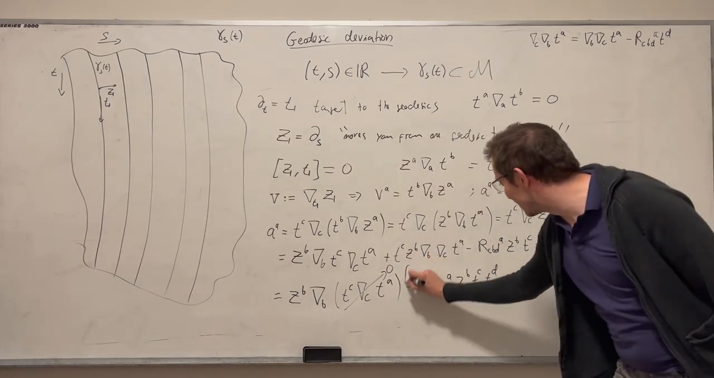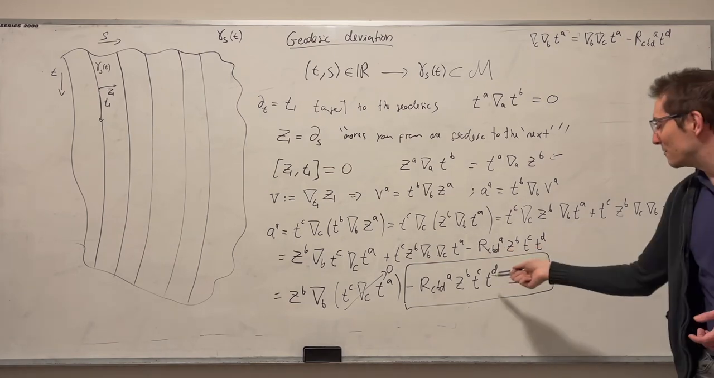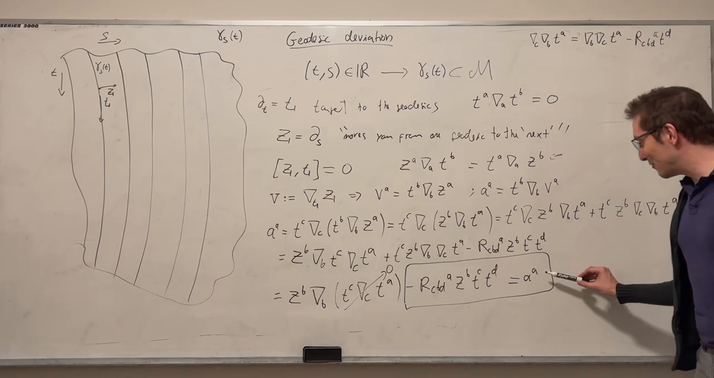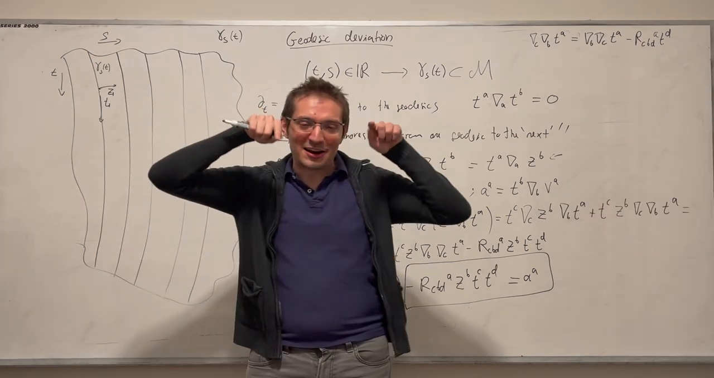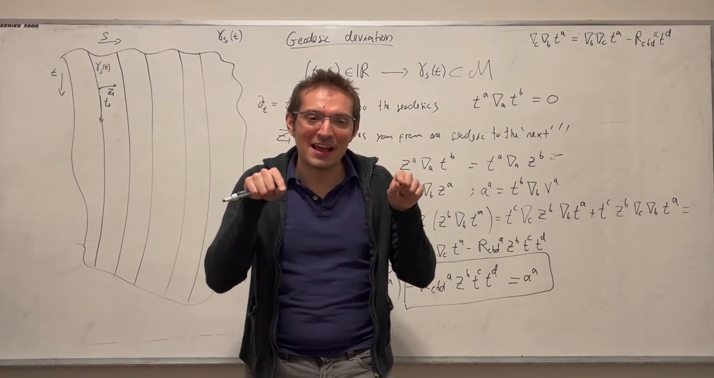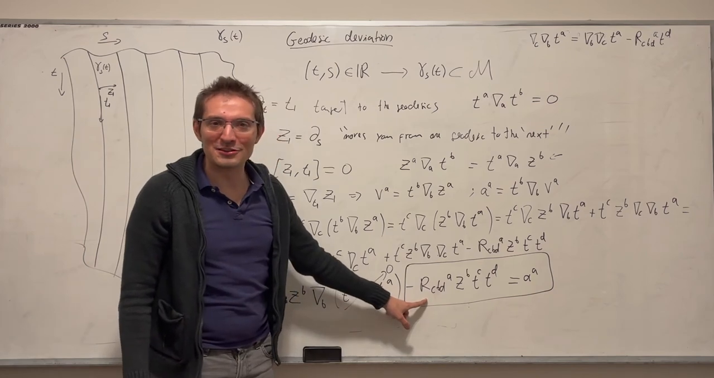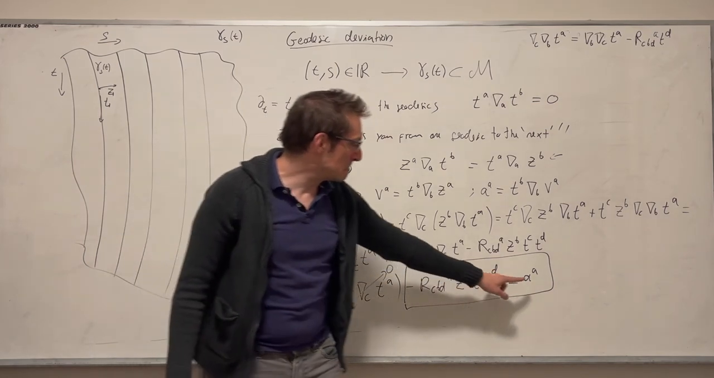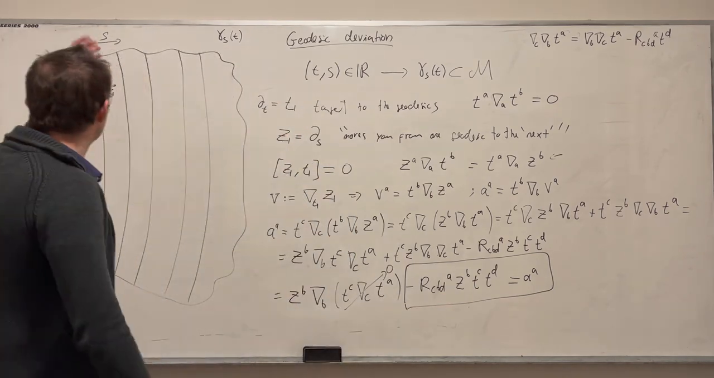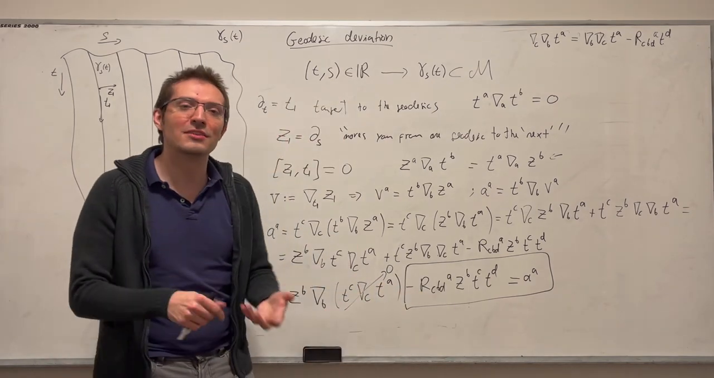So we find that the acceleration vector is equal to minus the Riemann tensor contracted with the Z and the T vectors. Now, what does that mean? That means that for two geodesics that start at the same time, like falling in the same direction like this, for them to be approaching or receding, you need the Riemann tensor to be non-zero. If the Riemann tensor is zero, the curves do not separate and do not get closer. The curves remain parallel. They start parallel, they end parallel. But if there's a non-zero Riemann tensor, you get geodesic deviation.